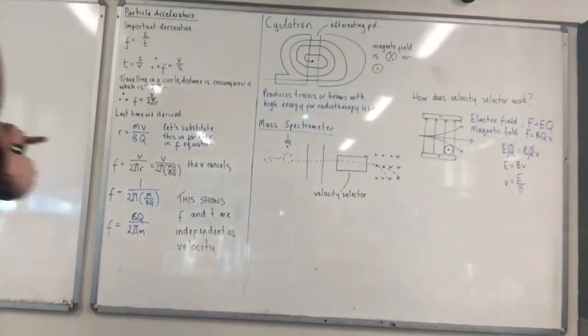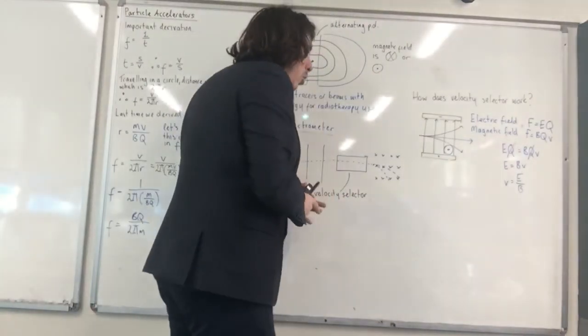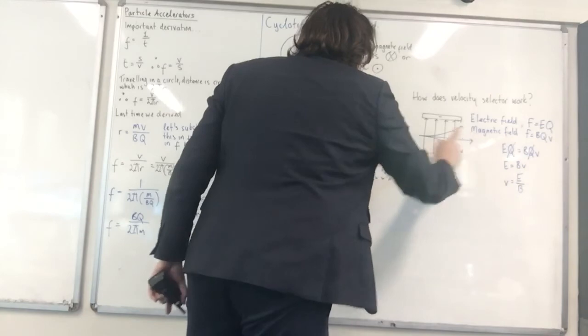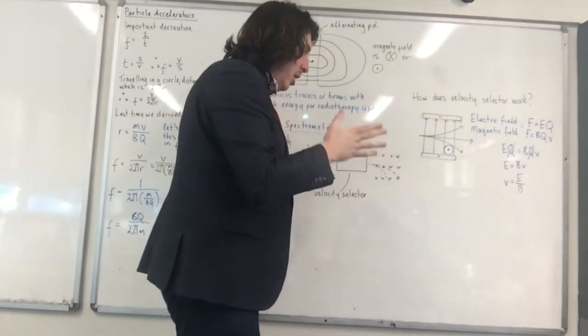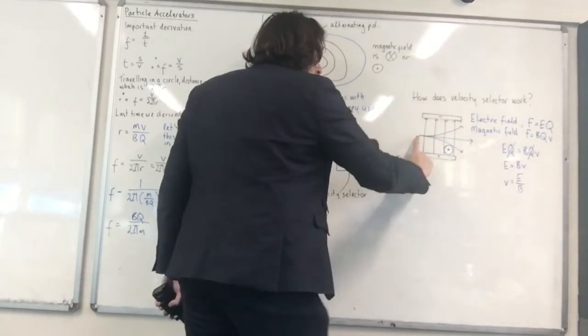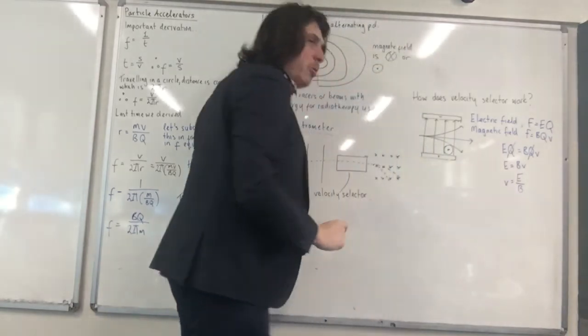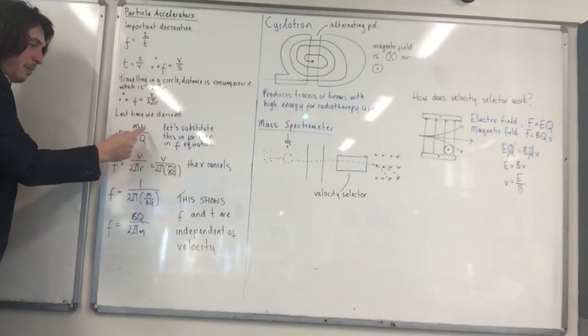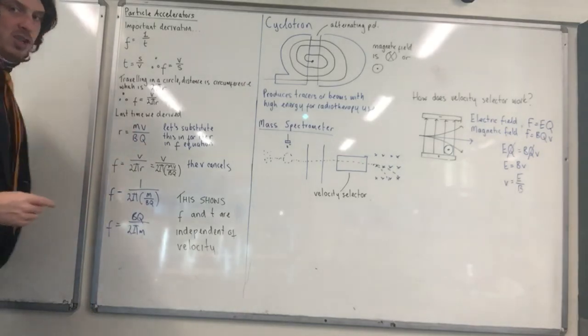So here, what you've got is all the particles with a specific velocity that's specified. You will instruct the machine to make sure it's travelling at a certain velocity, and they will travel straight on through. And therefore you can assume that the velocity is all the same and it's the mass that's causing the change in radius.